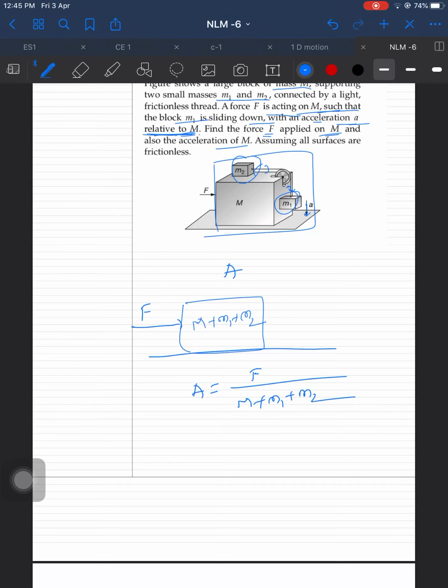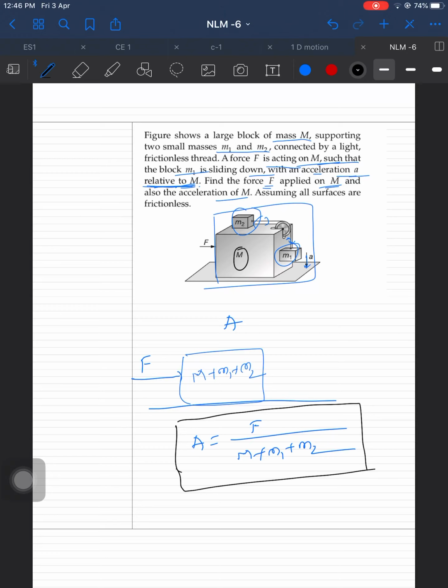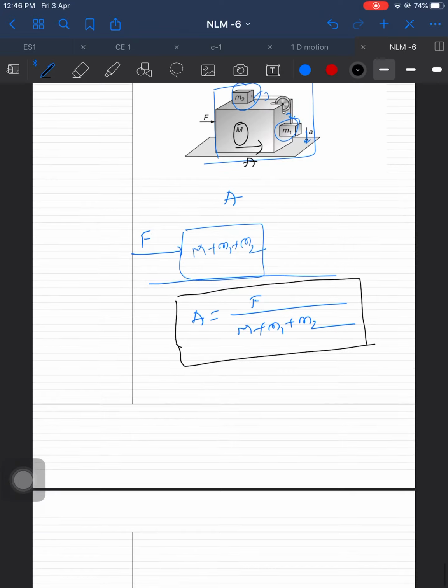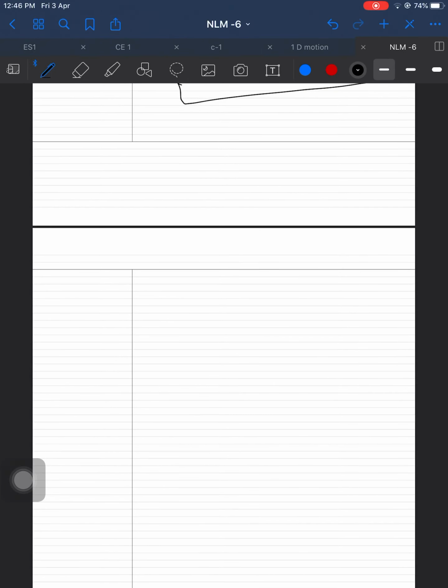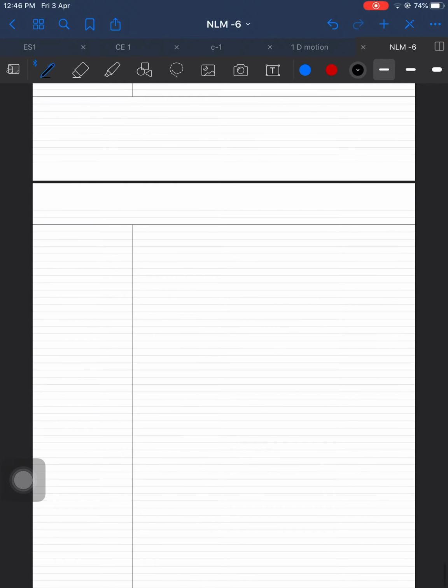Horizontal direction. Listen carefully. Now this capital M moves in which direction? In the right direction. With what acceleration? A acceleration it moves. Now I am going to consider M as the frame of reference. If I consider M as the frame of reference, now I am going to draw the free body diagram of M1.